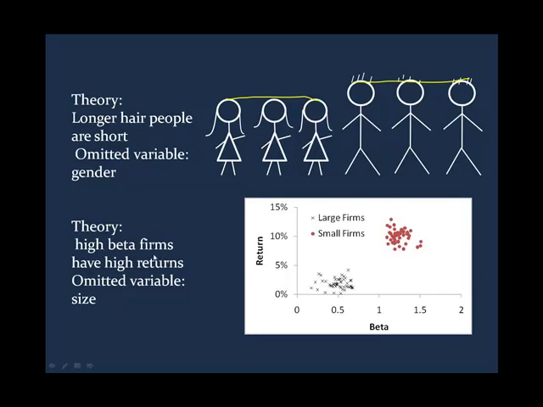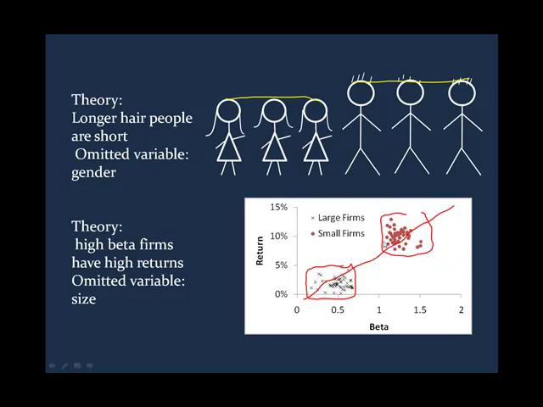Similarly, high beta firms have higher returns than low beta firms, but it is solely due to size. So you have small firms here with high betas and high returns, and you have large firms here with low betas and low returns. And yeah, if you connect the dots and put a line through them in OLS, you get a positive relationship. But if you control for size and look within these little blobs, you don't see any relationship whatsoever.